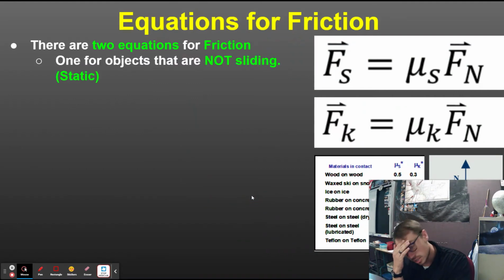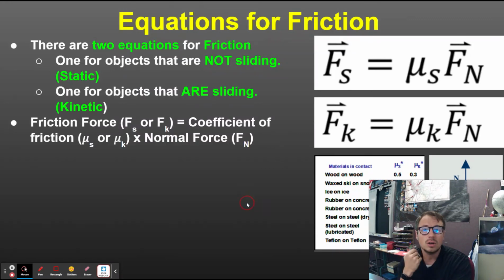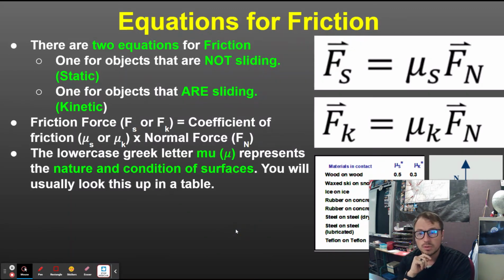So these are the equations for friction. Now, there are two equations. One is for objects that are not sliding, so that'd be static. And one is for objects that are sliding, and that'd be kinetic. So that frictional force equals the coefficient of friction times the normal force.